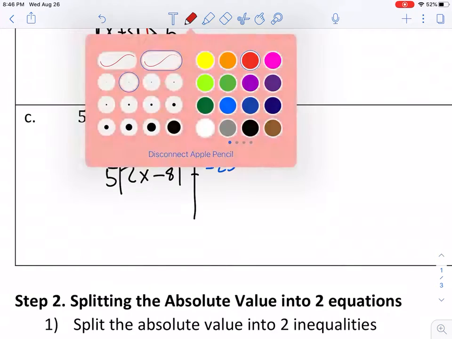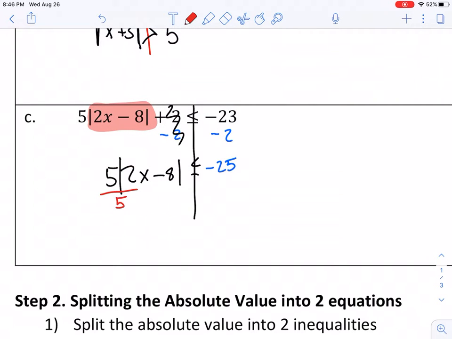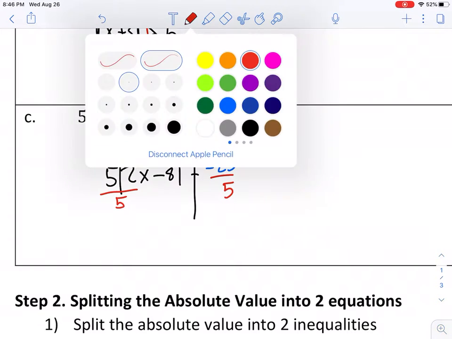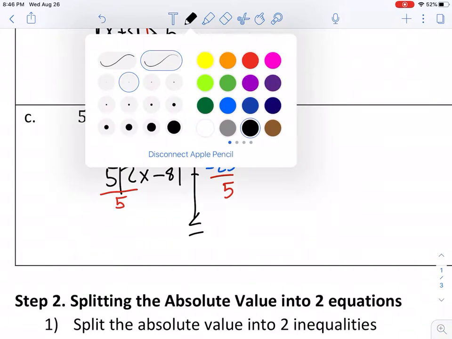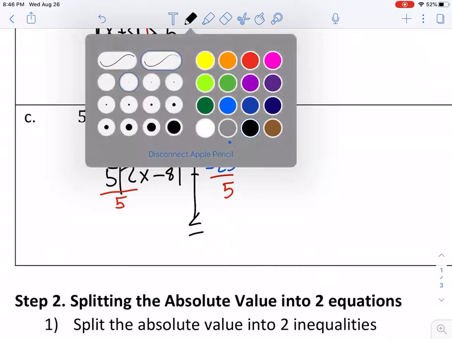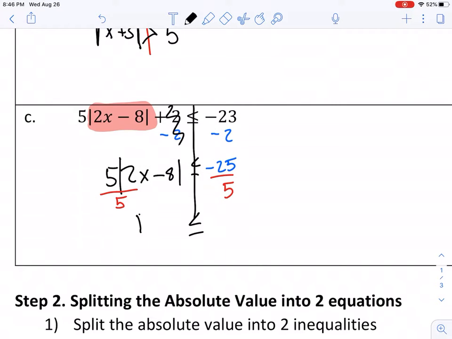Now I can get rid of the 5 by dividing it. So I'm going to divide 5 to both sides. I'm checking to make sure if I divide by a negative, my inequality flips. These are positive, so my inequality stays the same. Now we are left with the absolute value of 2x minus 8, didn't give myself much room, is less than or equal to negative 5. So my absolute value is by itself.